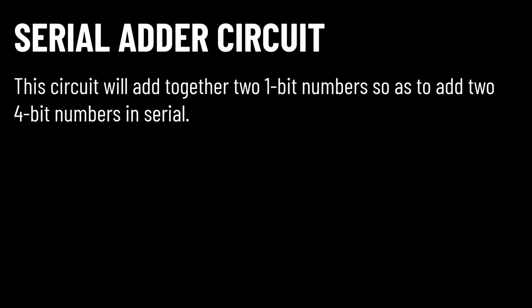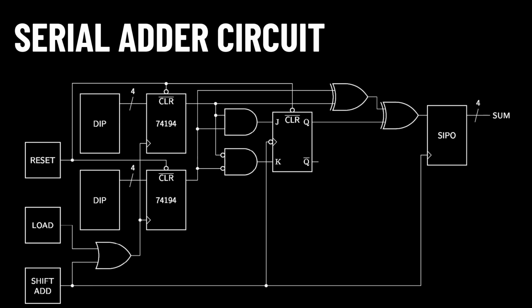This second example calculates the sum and carry of two 1-bit numbers, such that two 4-bit words can be summed together serially, 1 bit at a time. The high-level schematic shows the different components. A dip switch is used to enter each 4-bit number. Pressing a button will load those values into two 4-bit parallel in, parallel out registers.